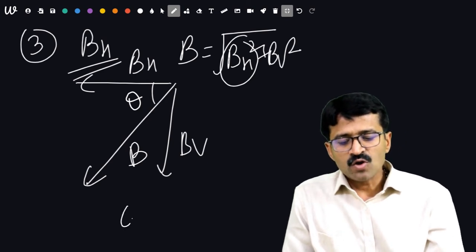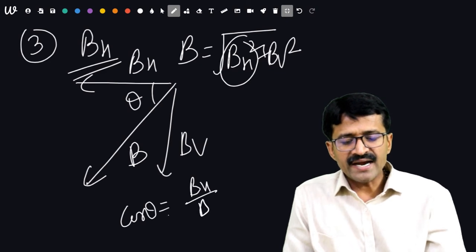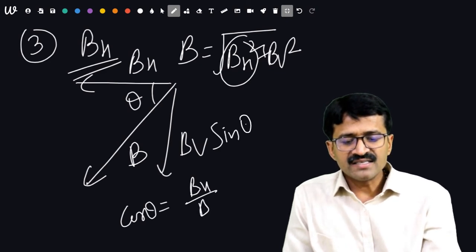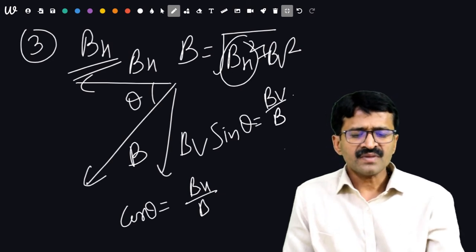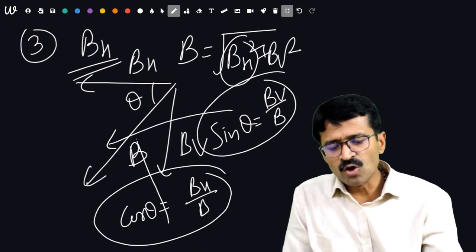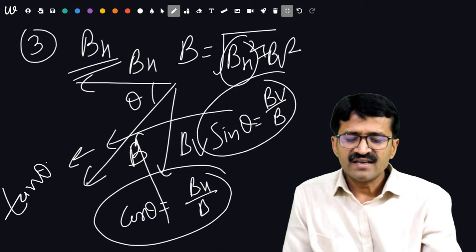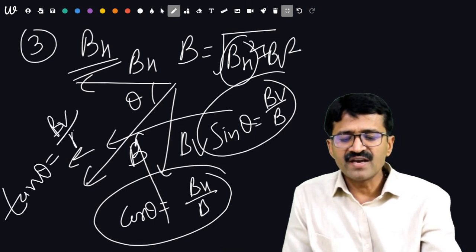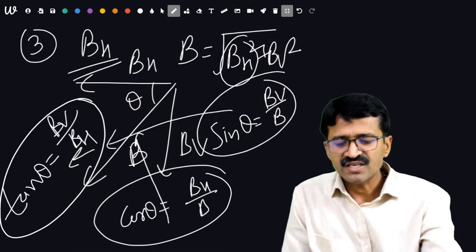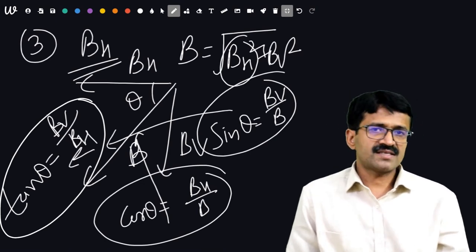That will be cos theta is equal to BH upon B, and sin theta is equal to BV upon B. These two equations will give the tangent law, and that tangent law is tan theta is equal to BV upon BH. It is very important as far as we are concerned about numericals.